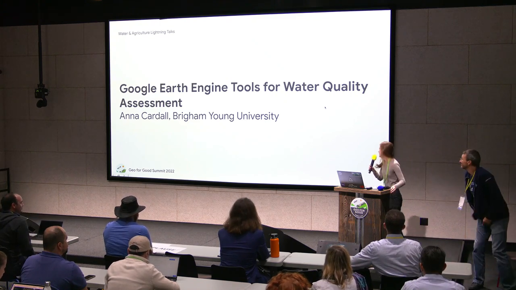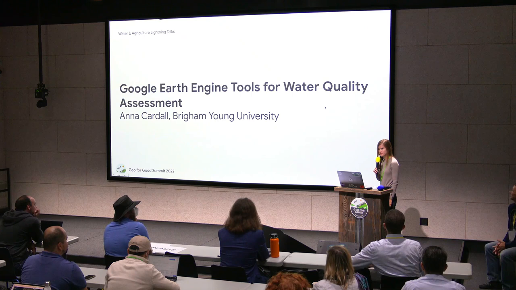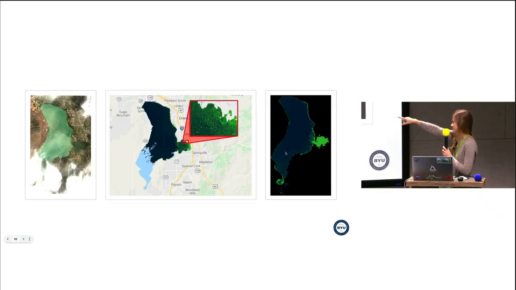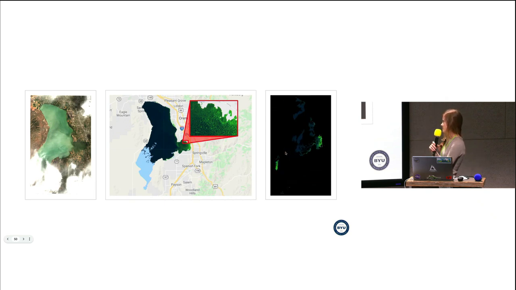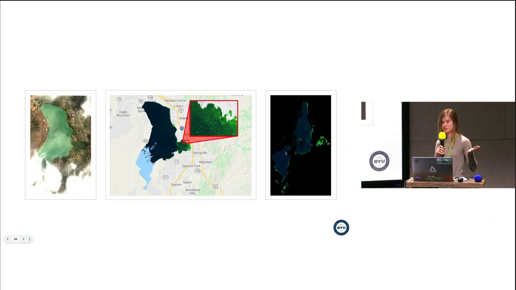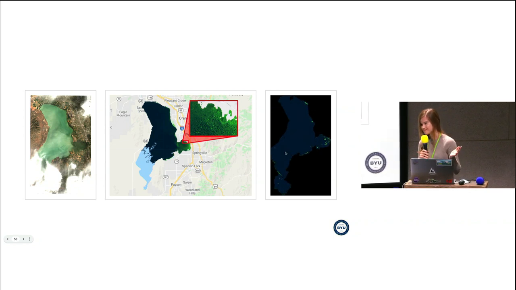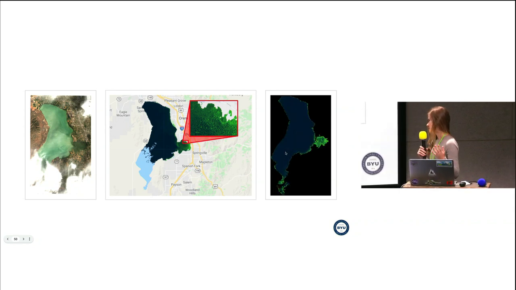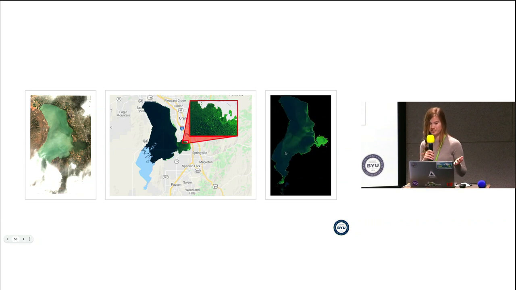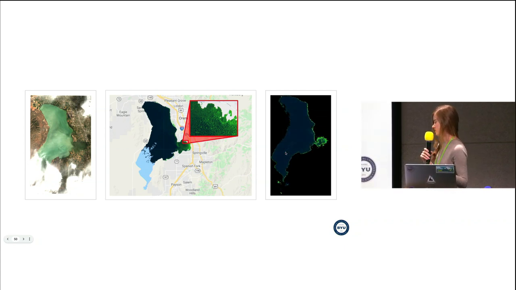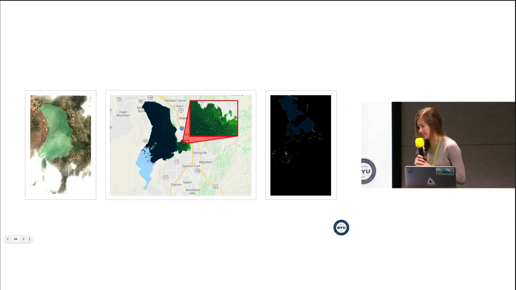All right, hi. Yeah, I'm Anna Cardell. I'm an undergraduate student at Brigham Young University. And 20 minutes away from BYU is this lovely lake here on the left. And every summer since 2016, the beaches of this lake have been closed due to harmful algal blooms, or HABs. And there's a lot of controversy surrounding what causes HABs and what management and policy decisions should be made to reduce their occurrence. But the problem is that we don't have an in-situ data set that's spatially and temporally comprehensive enough to answer the questions that we have about the health of the lake.